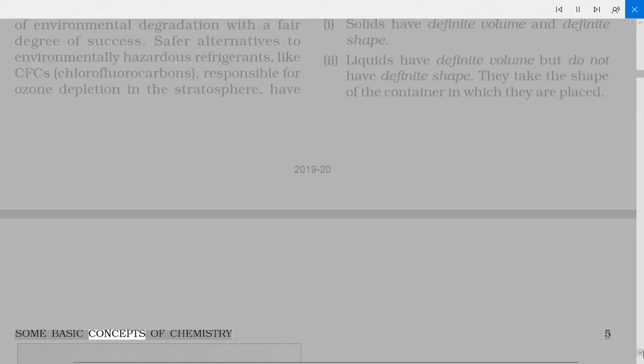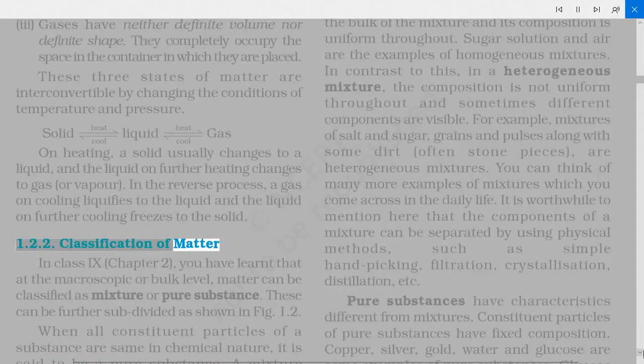Classification of Matter. In Class 9, Chapter 2, you have learned that at the macroscopic or bulk level, matter can be classified as mixture or pure substance. These can be further subdivided as shown in Fig. 1.2. When all constituent particles of a substance are same in chemical nature, it is said to be a pure substance. A mixture contains many types of particles. A mixture contains particles of two or more pure substances which may be present in it in any ratio. Hence, their composition is variable. Pure substances forming a mixture are called its components.